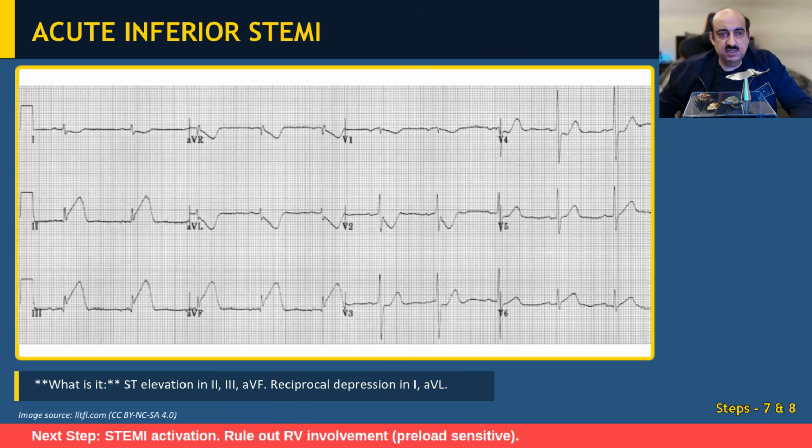these for easy interpretation. For ST elevation MI, the voltage criteria are at least 1 millimeter ST elevation in the limb leads, and at least 2 or more millimeters of ST elevation in the chest leads. And again, the changes have to be in at least 2 contiguous territory leads.